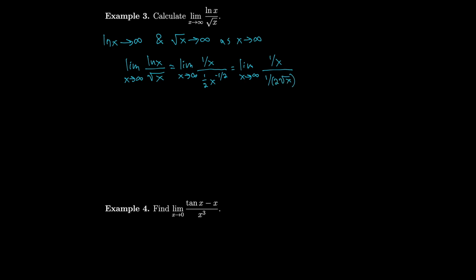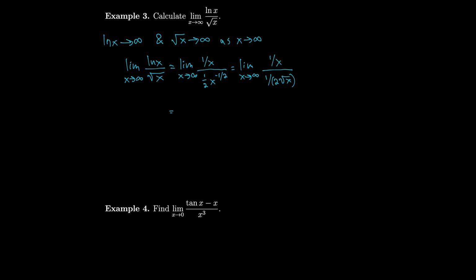At this point, you could say, hey, if we're going to infinity over here and infinity over here, then this is still indeterminate. It's of the form 0 over 0 now. So we should be able to use L'Hopital again. And you can, but you shouldn't, because this is actually pretty easy to simplify.